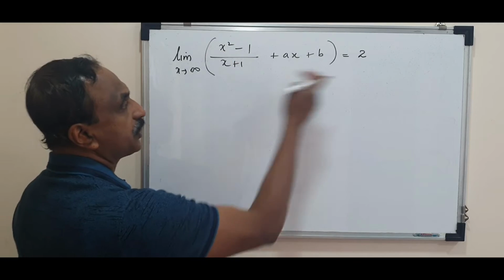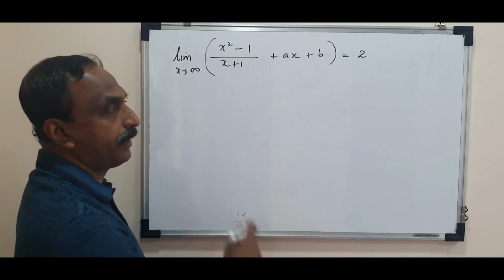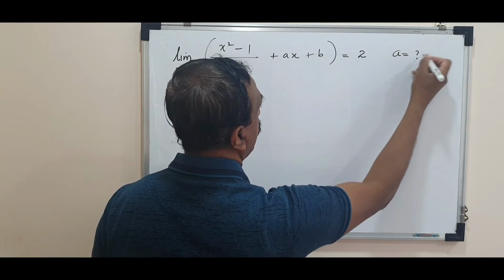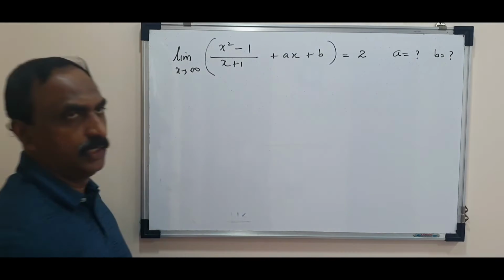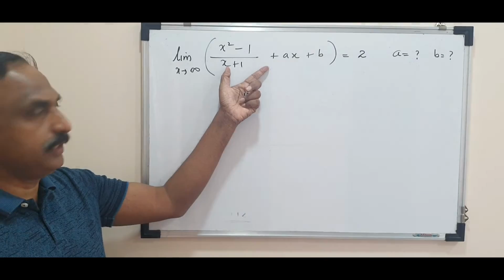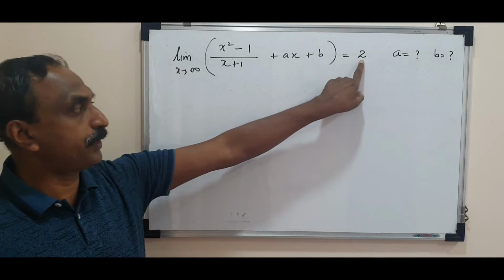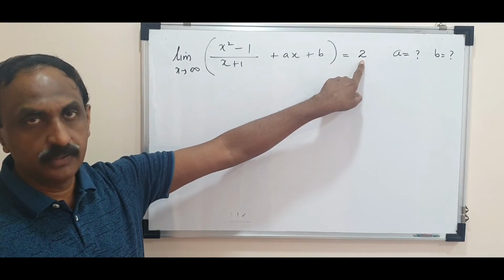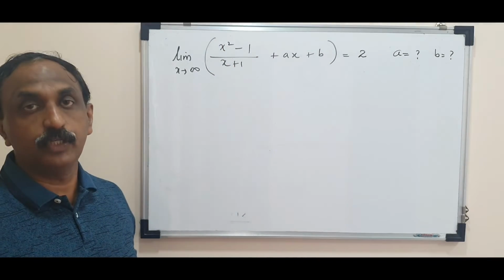Here is a logical problem. The limit of this function is 2. What should be the value of a and b? Find what is a and what is b. You know that when x tends to infinity, a polynomial divided by polynomial can have a proper answer only when the degree of the numerator and degree of the denominator are equal.